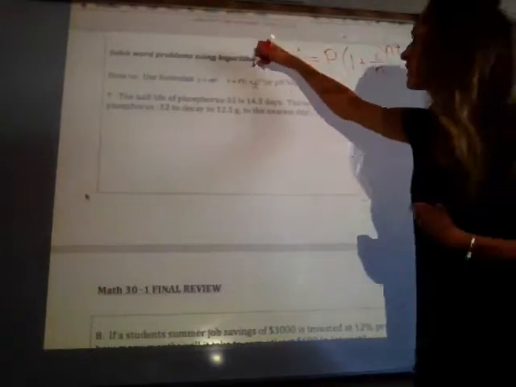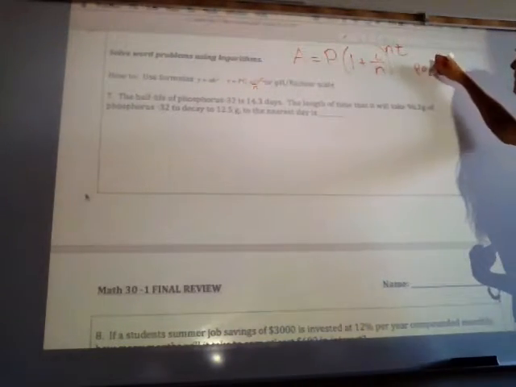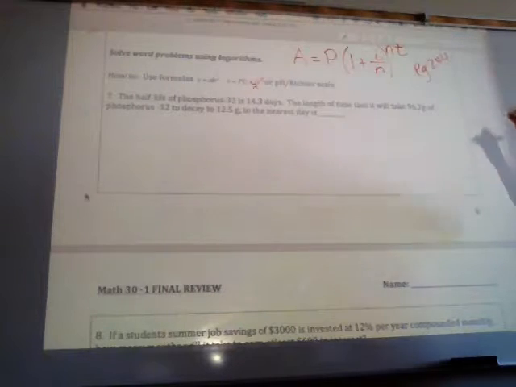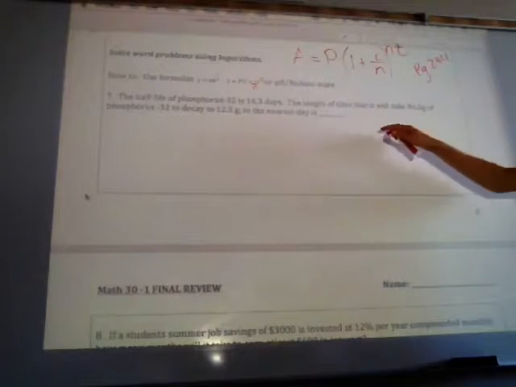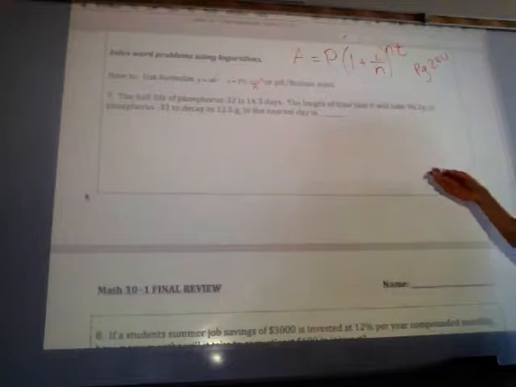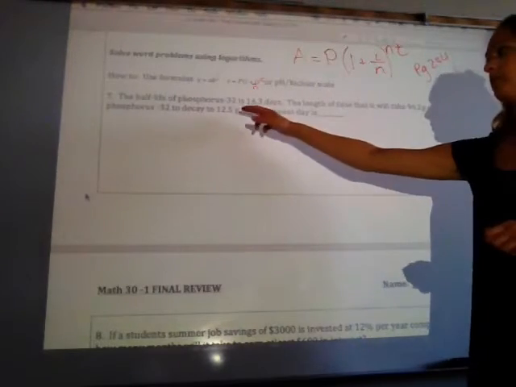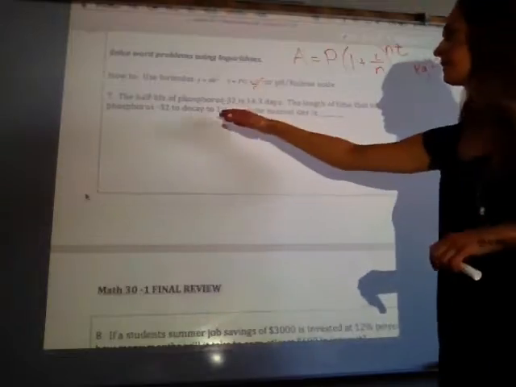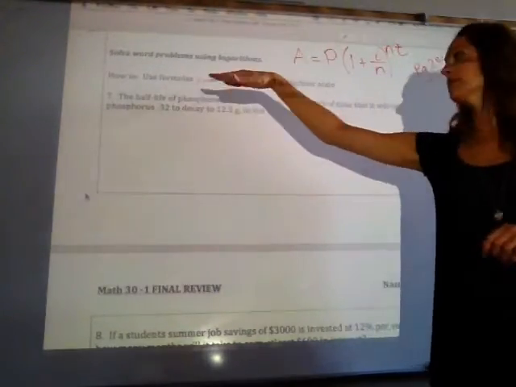On page 244 in your text, questions like this. We also looked at half-life or doubling period, tripling period questions. We're going to start off with that. The half-life of phosphorus 32 is 14.3 days. The length of time that it will take for 96.2 grams to decay to 12.5 grams, to the nearest day, is what? Which formula am I going to use? This one or this one?